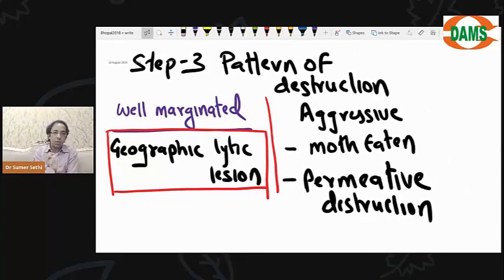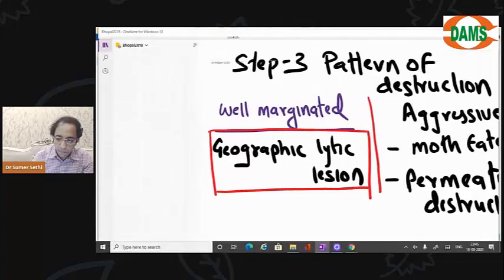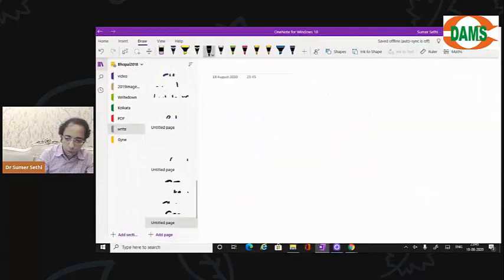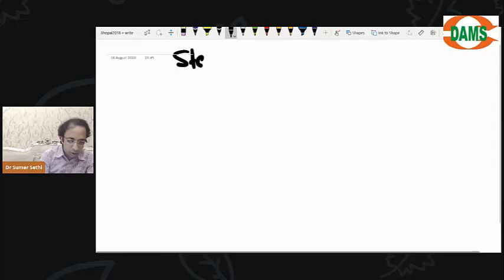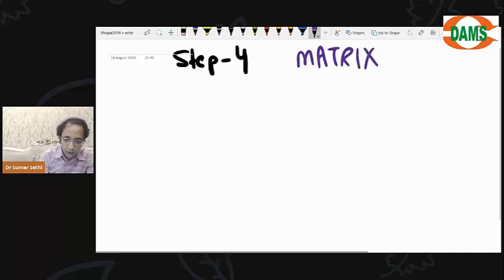So step number 1 was, please see the age by looking at the growth plates. Step number 2 was, टेल मी स्टेप नंबर 2 क्या था? लोकेशन. स्टेप नंबर 3 पैटर्न ऑफ डिस्ट्रक्शन. What is step number 4? Step number 4 is please look for matrix. Step number 4 है matrix को देखो.